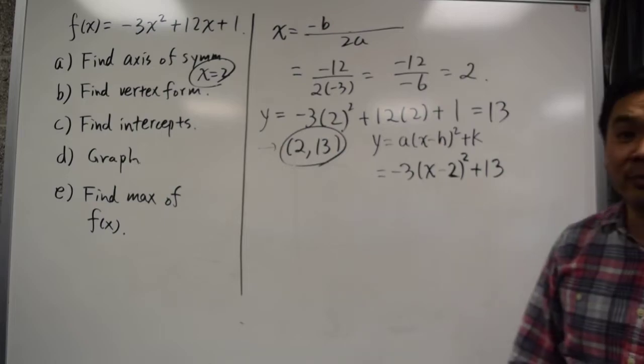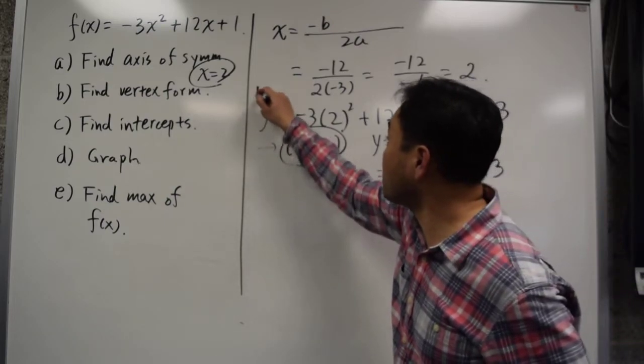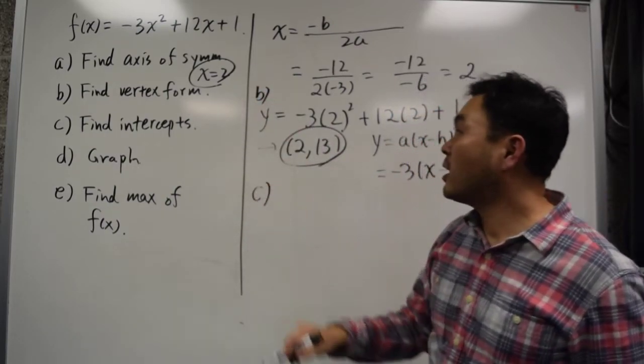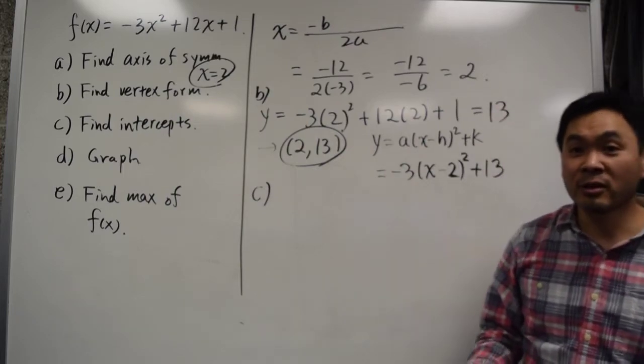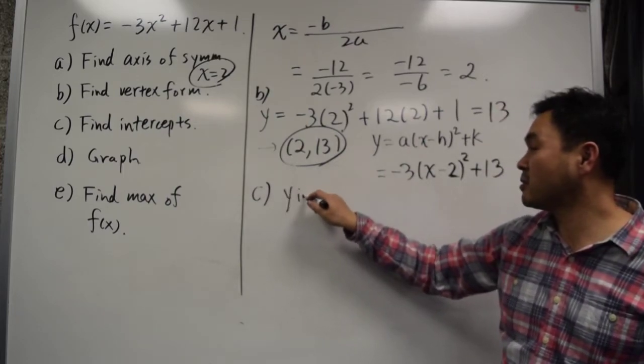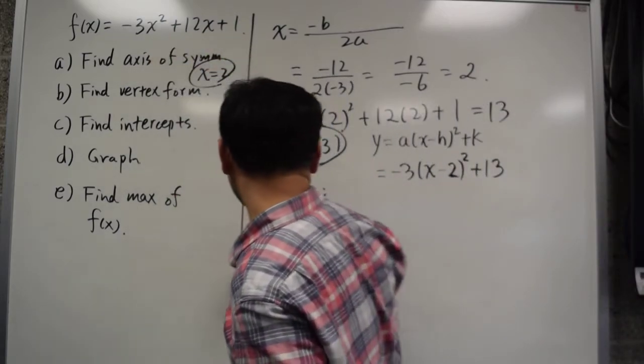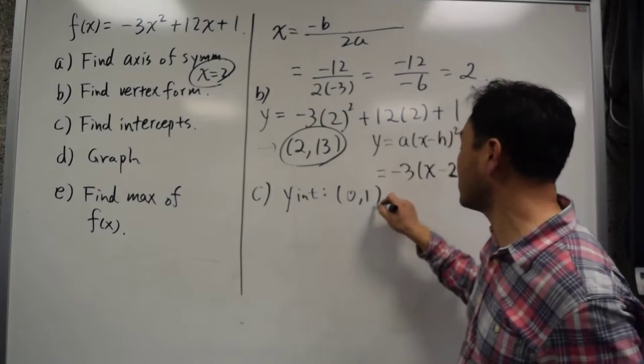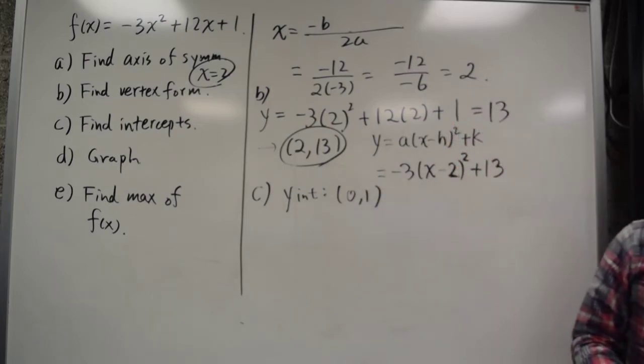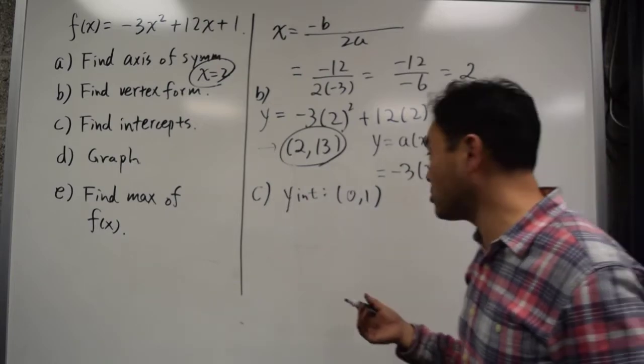Now find intercepts. So that's part C. The easier one is the y-intercept, right? What's the y-intercept? Y-intercept is c. If you plug in 0, you get y value as 1. So the y-intercept is 0 comma 1. The x-intercept, well, that's something that you can't factor. Therefore, you need to use the quadratic formula.